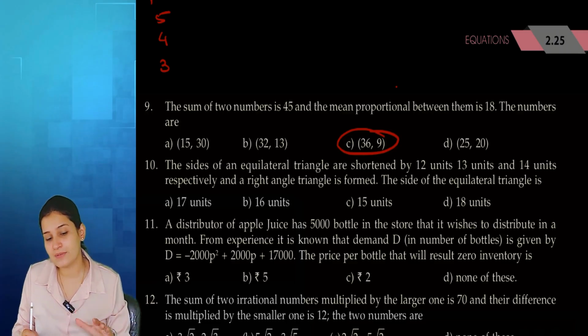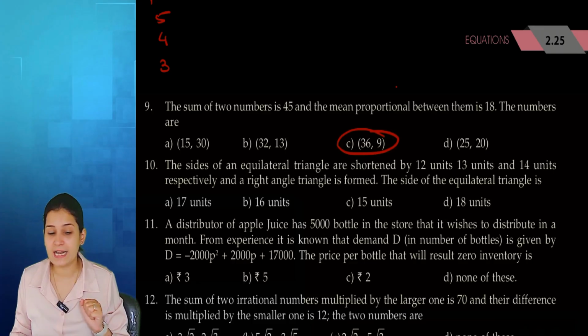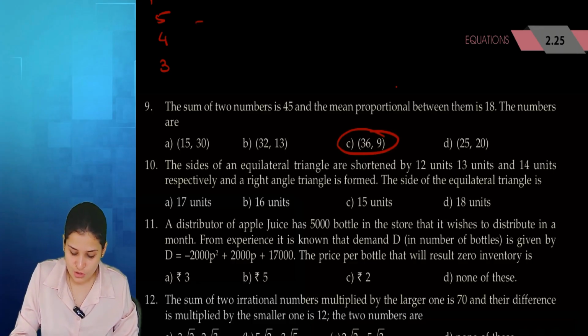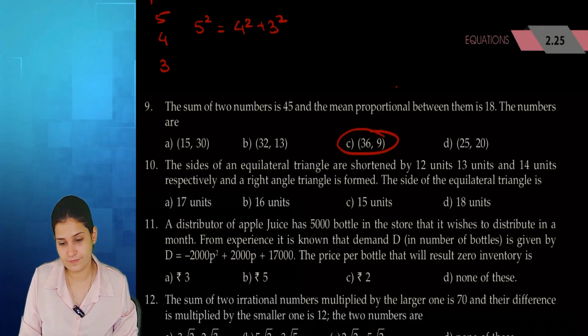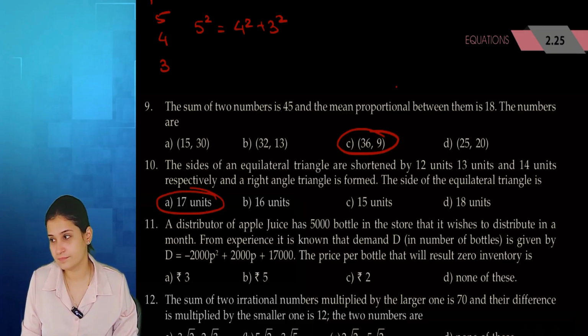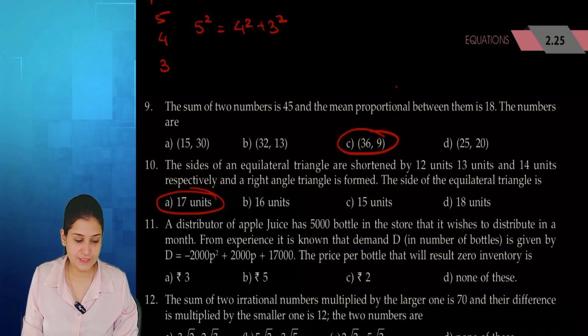Will it form a right angle triangle? When is a triangle known as right angle? If it satisfies the Pythagoras theorem. So can I say the largest side square is the sum of the squares of the other two? Yes, ma'am. So 17 is correct. All of you got the answer? Yes, ma'am.